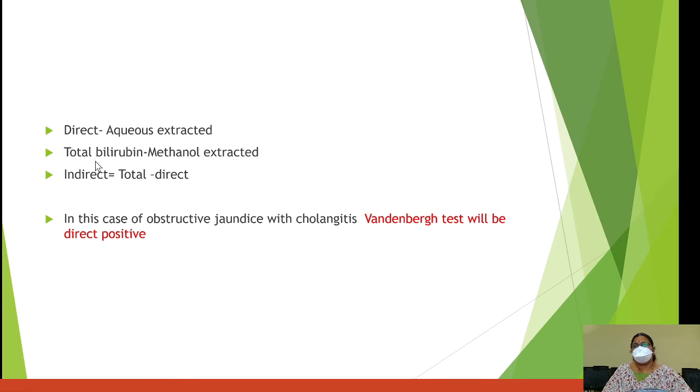So when we perform the van den Bergh test, the total bilirubin is estimated using the methanol extracted fraction. The direct bilirubin is the aqueous extracted fraction, and indirect bilirubin will be total minus direct bilirubin. So in the case scenario of obstructive jaundice with cholangitis, the van den Bergh test will be direct positive.